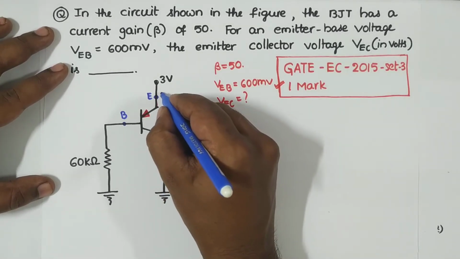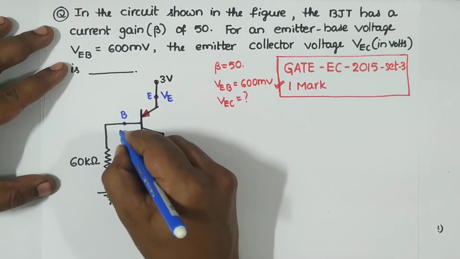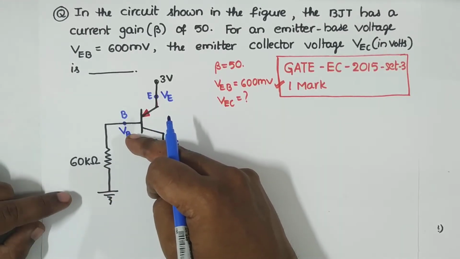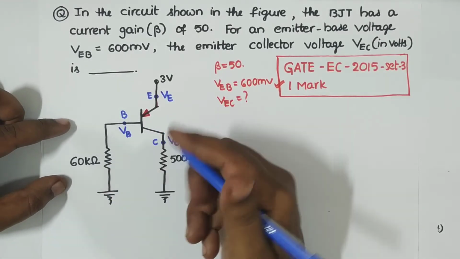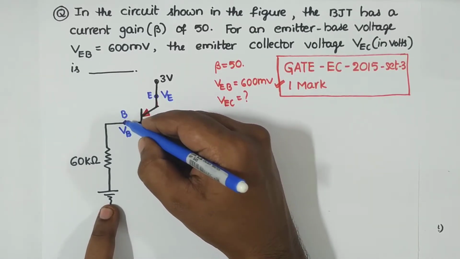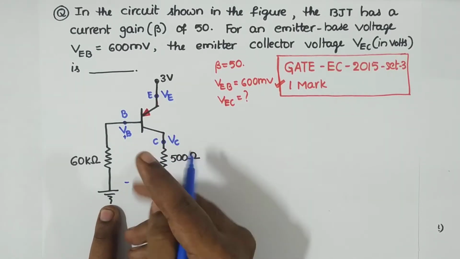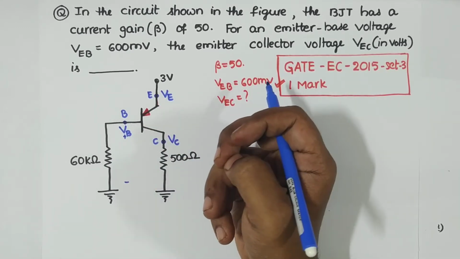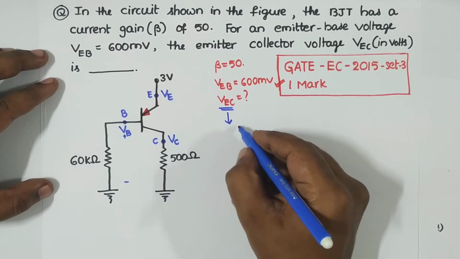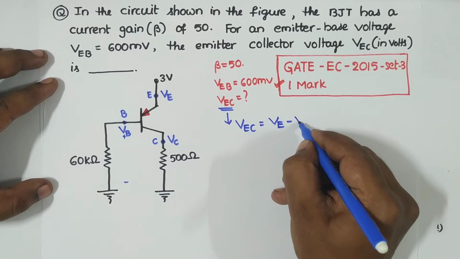Now we can find VE, VC, and also VB. VB is the voltage across the 60 kilo ohms, because any node voltage is with respect to ground. So this is my VB, the voltage across 60 kilo ohms. Now I need to find VEC. VEC means VE minus VC.